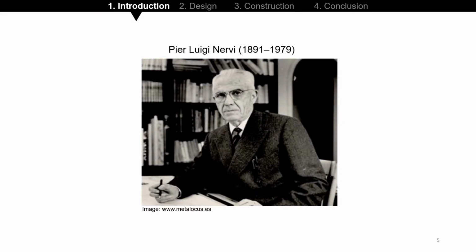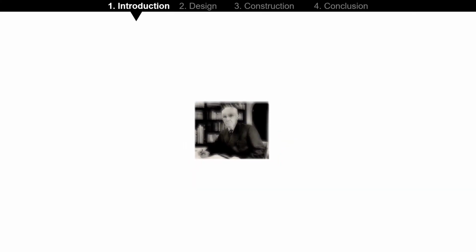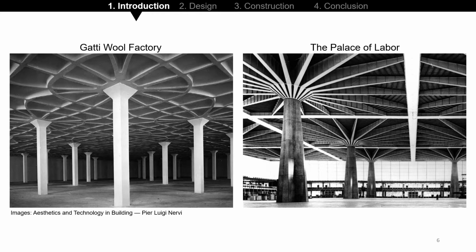In the last century, Pierluigi Nervi, one of the most famous engineers, produced many iconic roof and floor systems using the concept of freeform geometries. These include the Gatti wool factory and the Palace of Labor in Italy. Without digital computational tools back in the day, Nervi had to design his slab ribs manually using the isostatic lines of principal bending moments under uniformly distributed loads. Also, fabrication of his slabs and columns was extremely labor-intensive and limited to conventional construction materials.